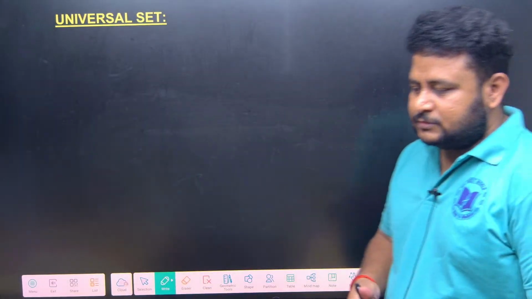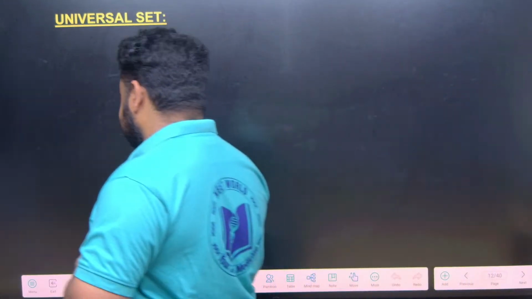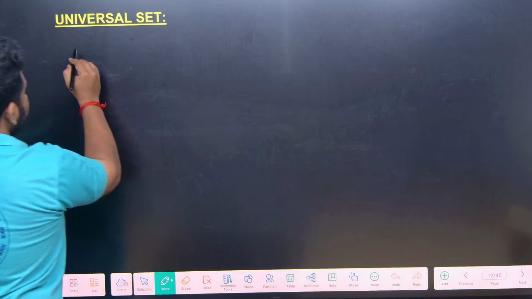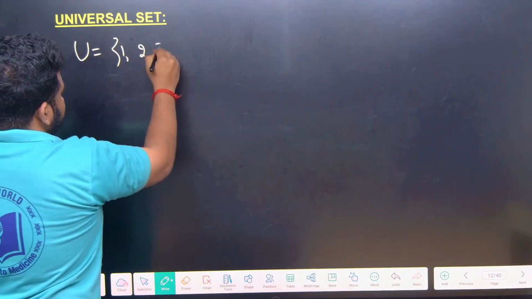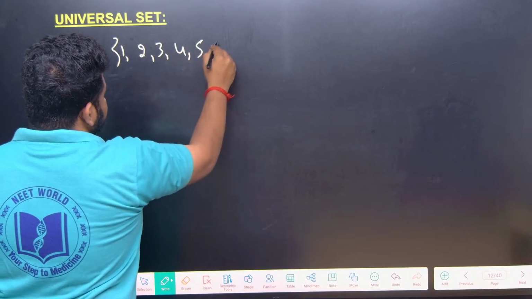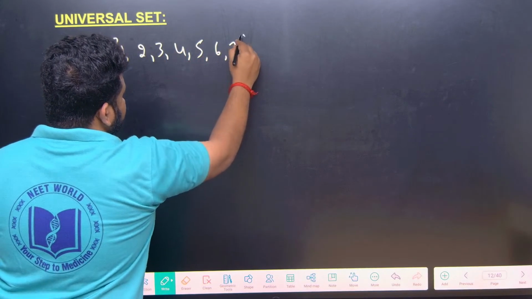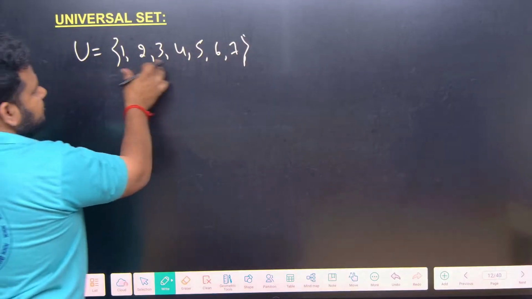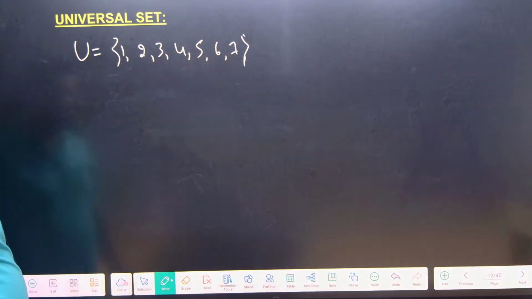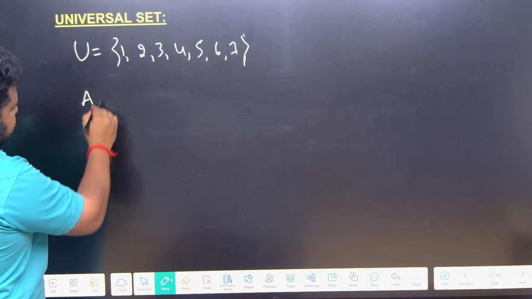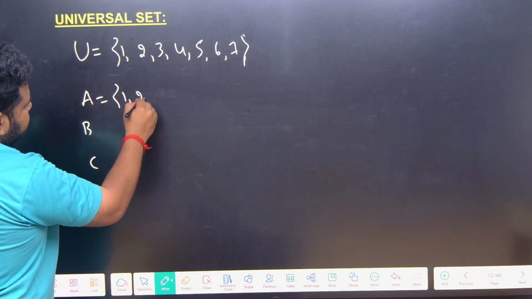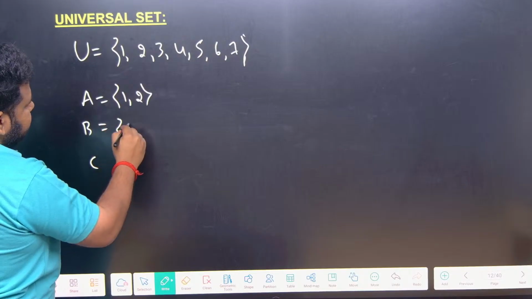Universal set. So what is this universal set? Let us take the set U given by 1, 2, 3, 4, 5, 6, 7. So U is representing some set of elements. Let me write set A, set B, set C. Set A I will write as 1, 2. Set B I will write as 3, 4, 5.